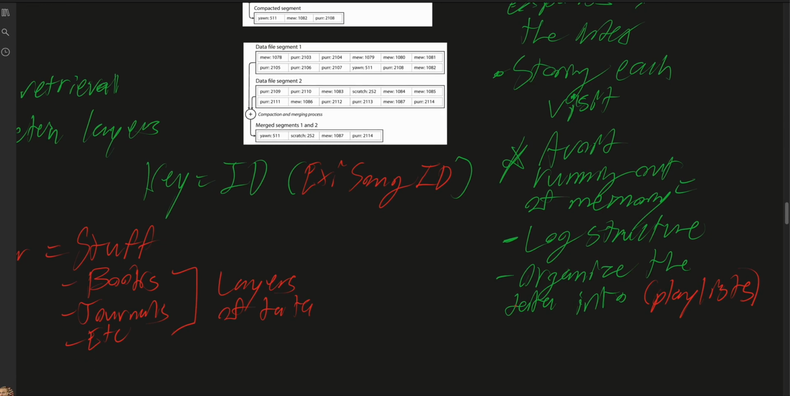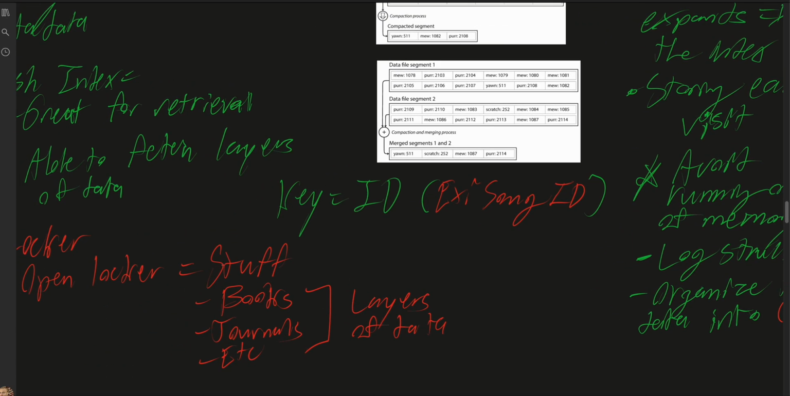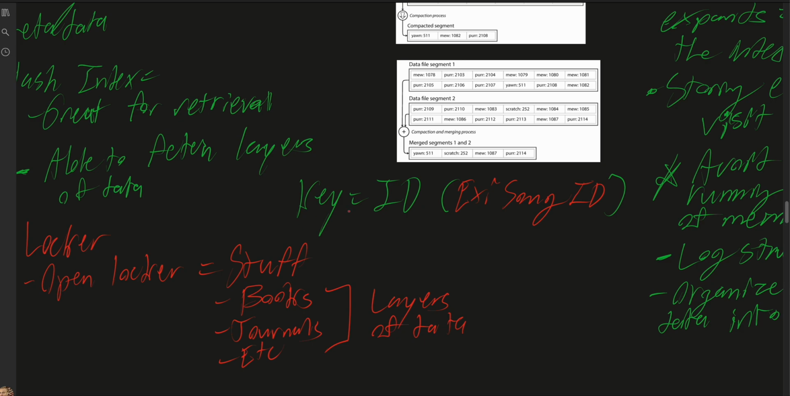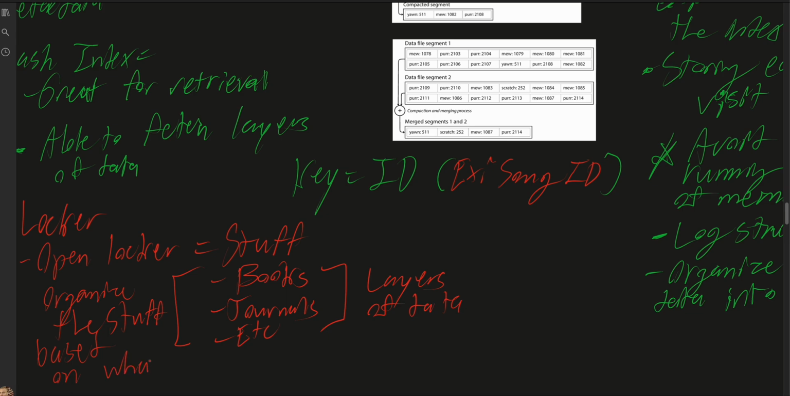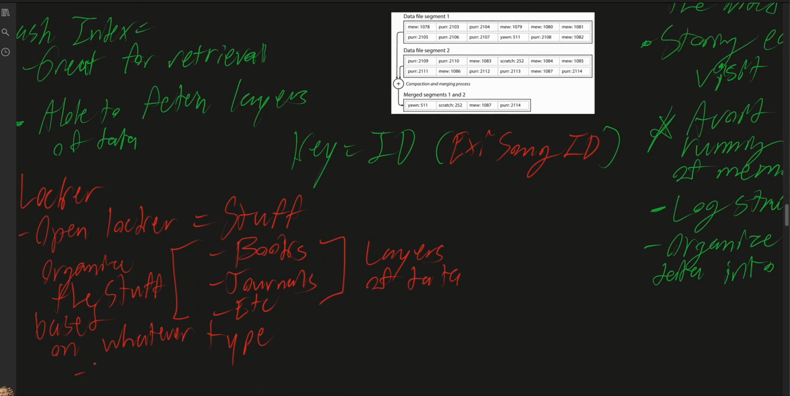These playlists in and of themselves are similar to, again, the whole example that we have with the locker. Opening a locker, we have different compartments of stuff. Now, inside of our locker, we can organize the stuff based on whatever type. It could be like subject, activity, etc.